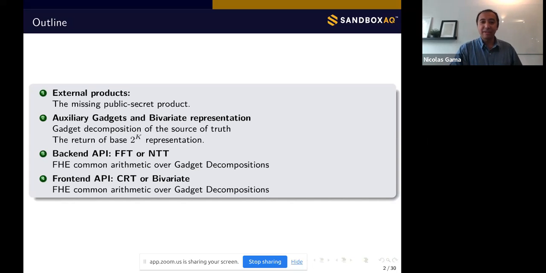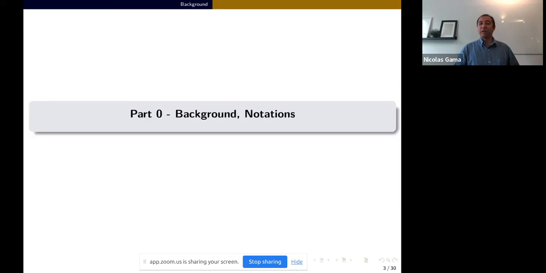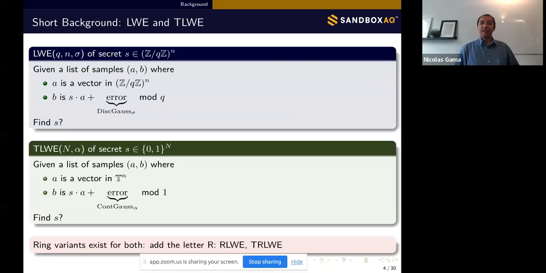So let's start the presentation with a small prelude, some background and some notations. As you know, the T in TFHE means torus. Basically, TFHE has been built on a variant of the learning with error problem that is more continuous, that is with only two parameters.